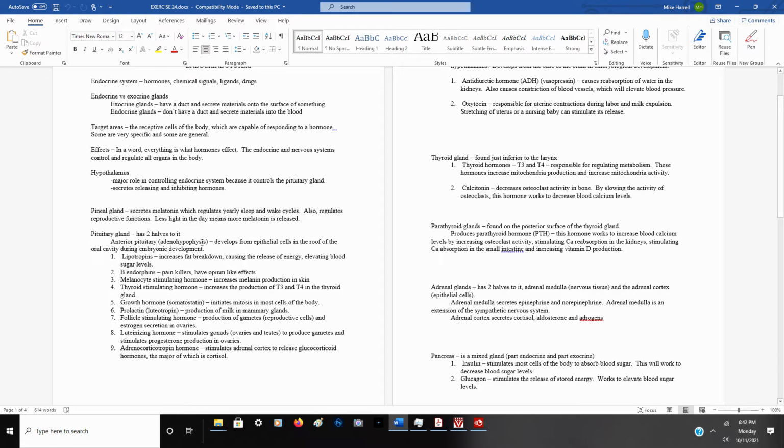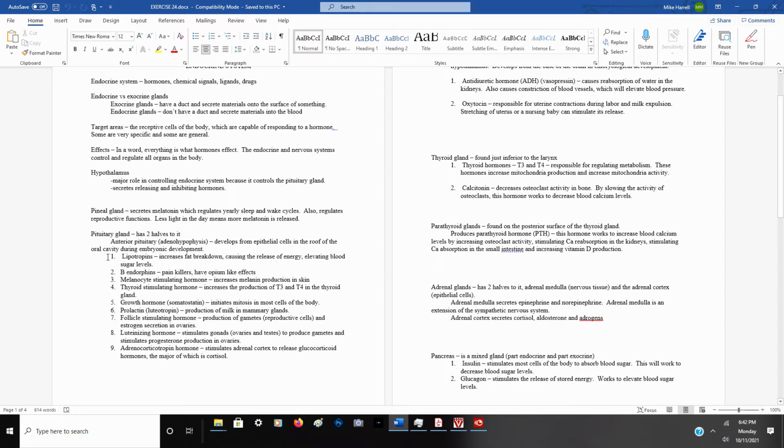also called the adenohypophysis. I believe adeno means gland in Latin. Most glands are made of epithelial cells, and that's exactly what this anterior part is. Way back in embryonic development, long before a person is born, epithelial cells in the roof of their oral cavity moved up and formed this anterior part of the pituitary.